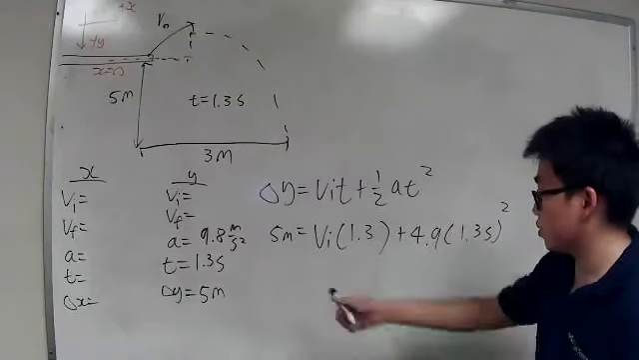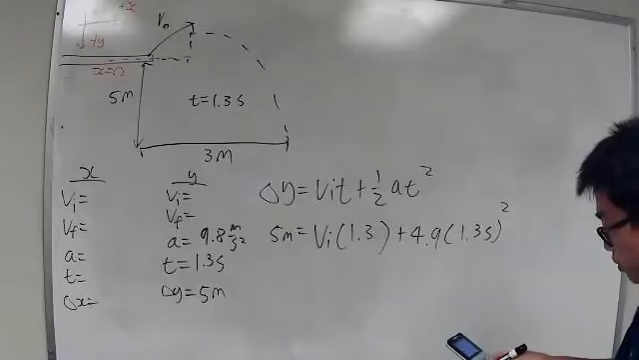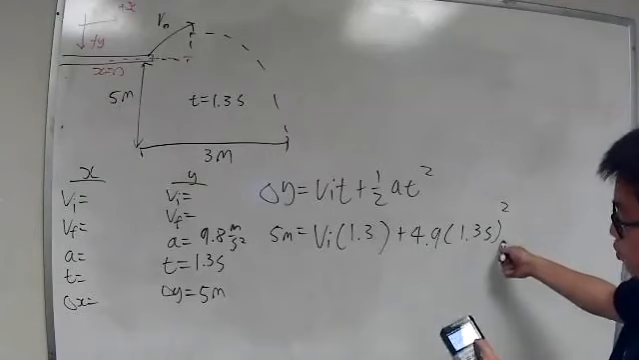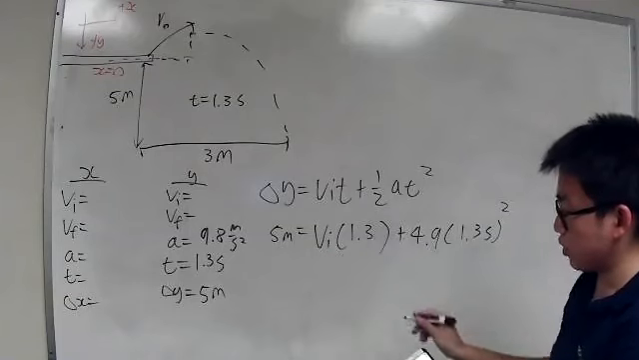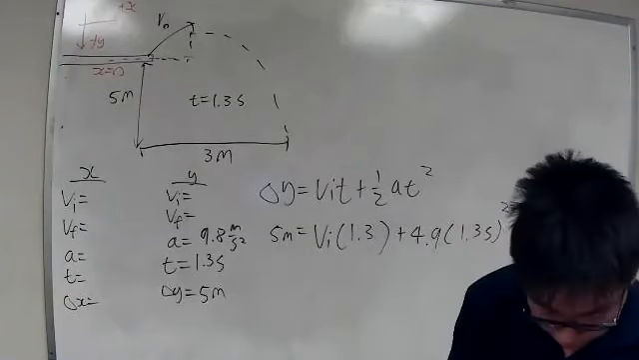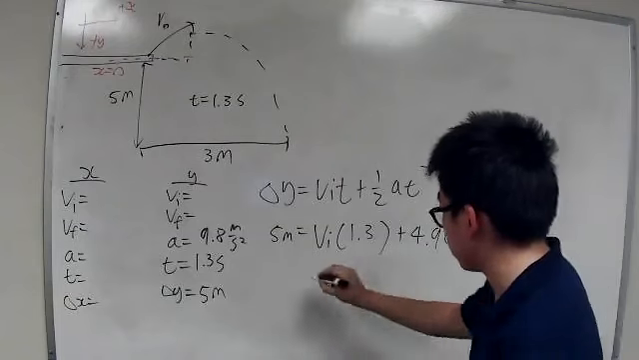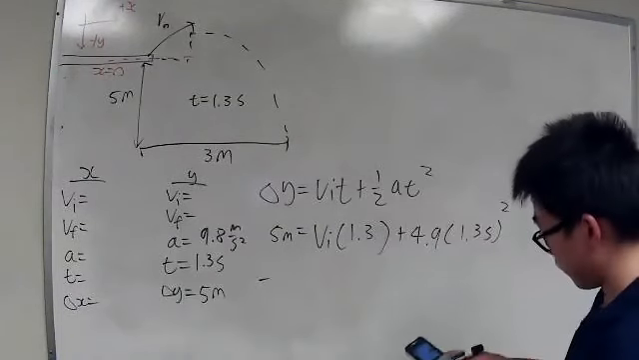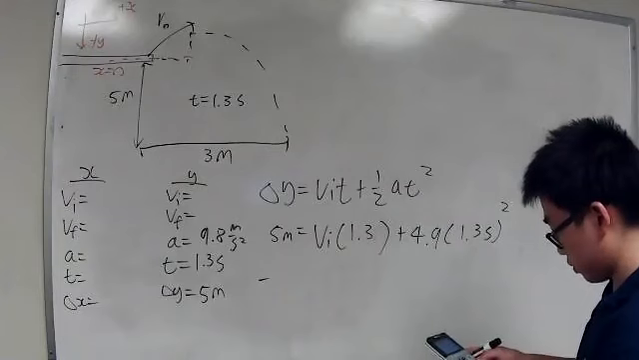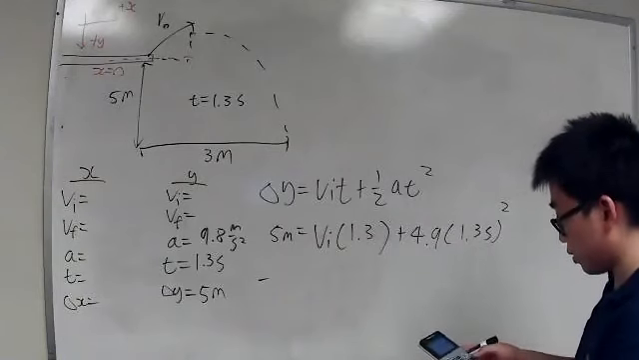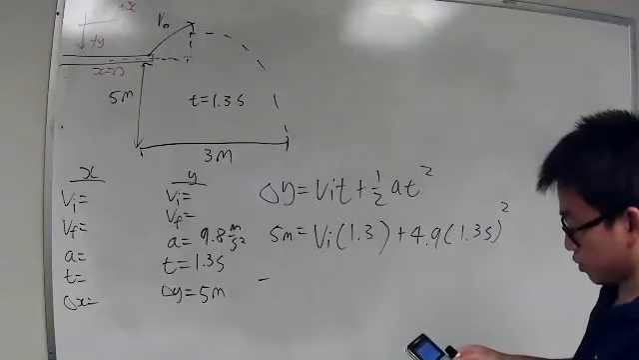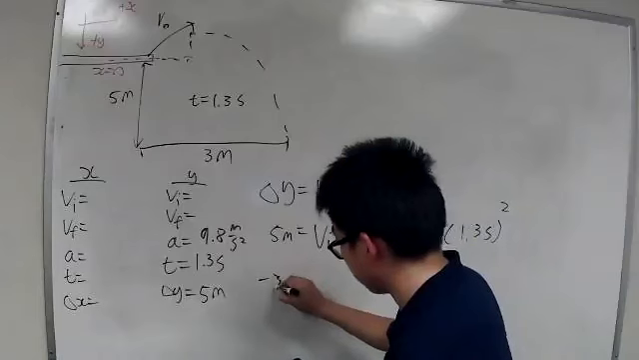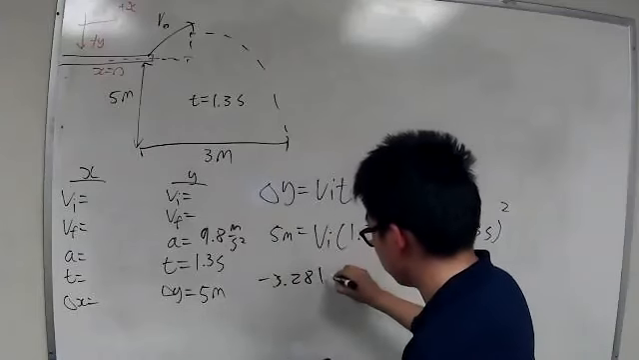Let's see. I will just solve for v_i here, and I'll skip a little bit of algebra, but you get the idea. By the way, this is 8.281. This is 5. If I isolate this, what's it going to be? It's 2.52. Anyway, I'll just write it out. 4.9 times 1.3 squared. So it's 5 minus that.